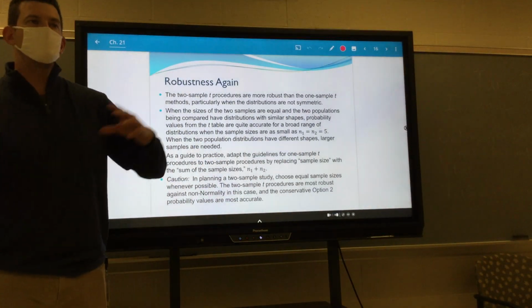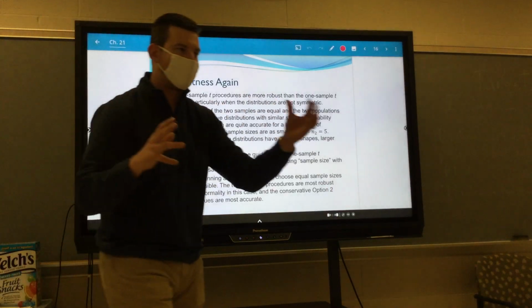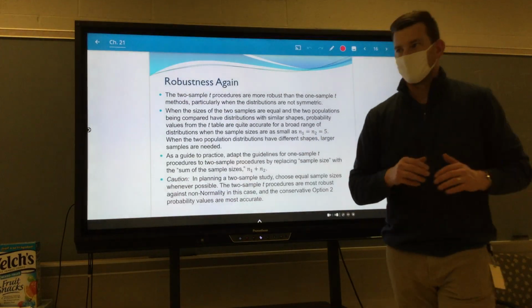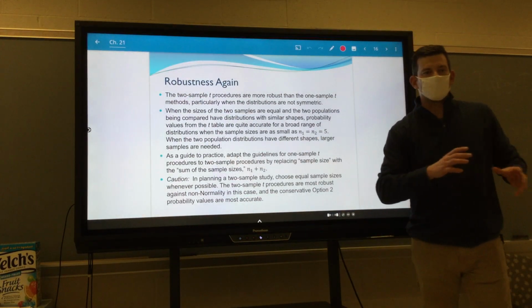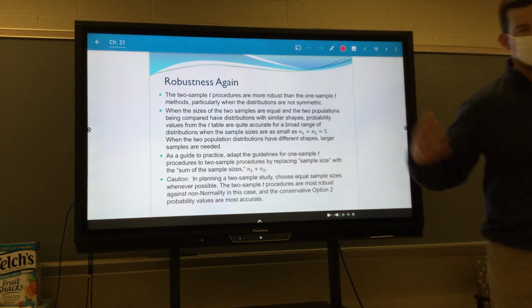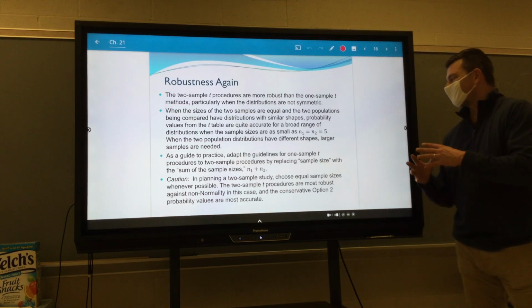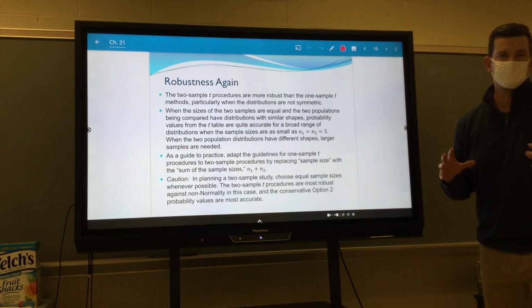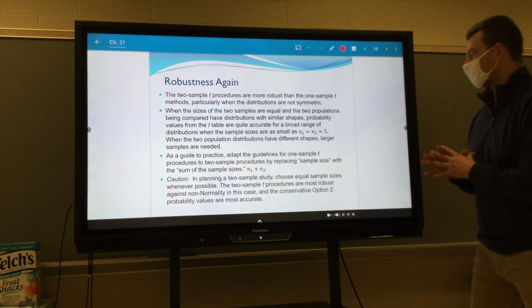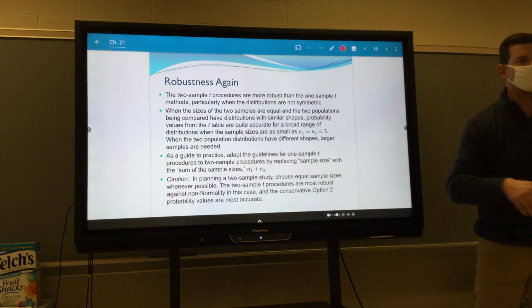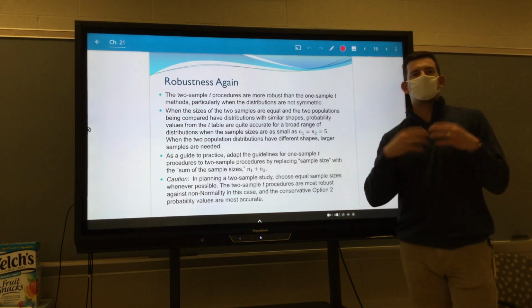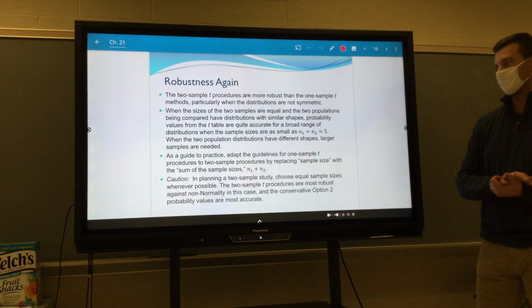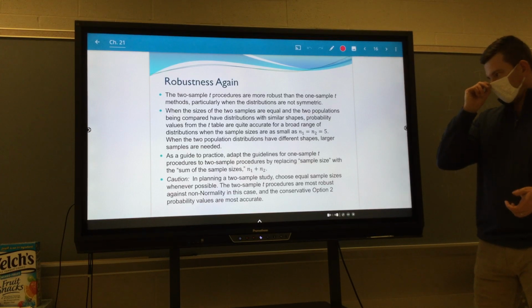Okay? So again, you'd like to be comparing apples to apples, right? But if you have an apple compared to a pineapple or a pear, you can still get away with it. It's not quite as robust, but still pretty good. A larger sample size, that's kind of like the cure-all for everything, right? Makes it a little bit better.